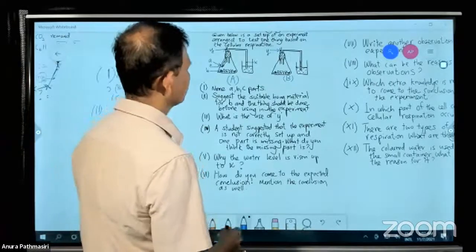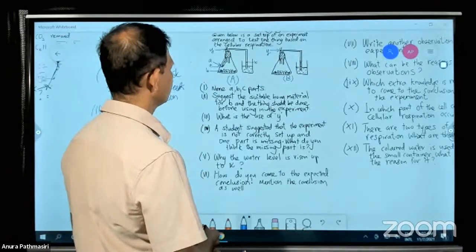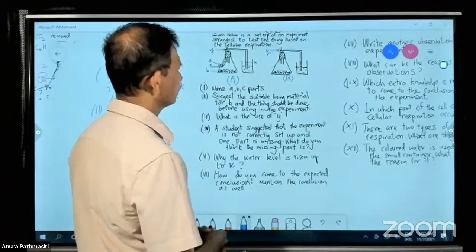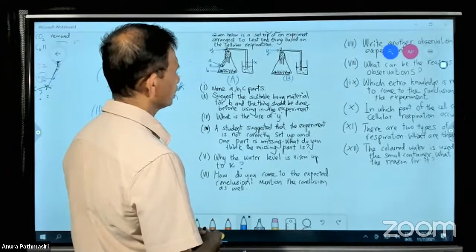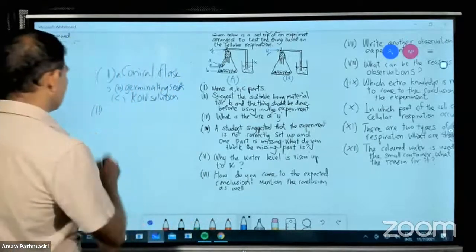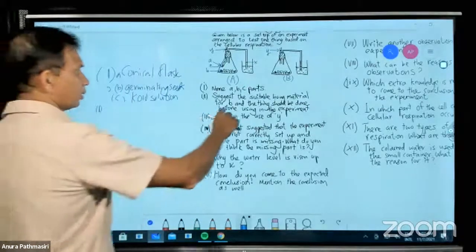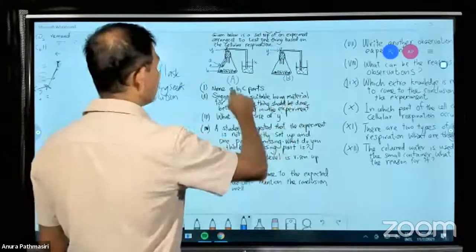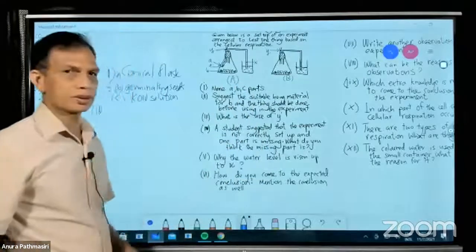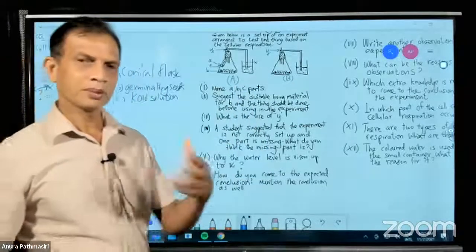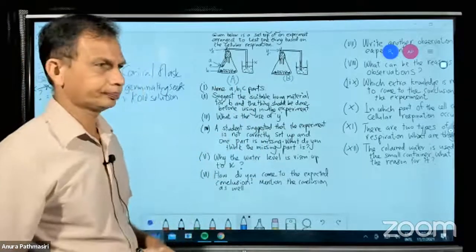And the second part: suggest the suitable living material for B, and the thing that should be done before using in the experiment. What is this living thing? Living material for B? It is germinating seeds, correct. But what can be used there?